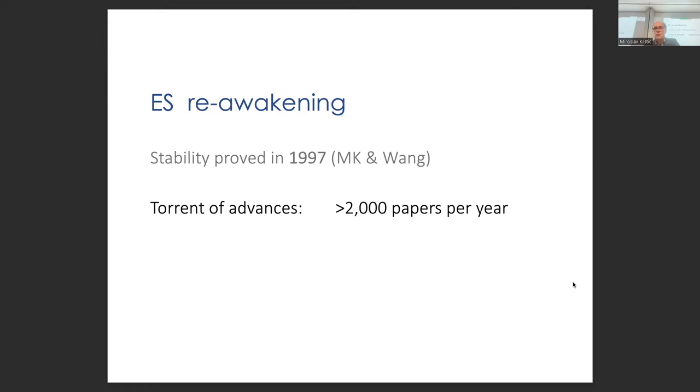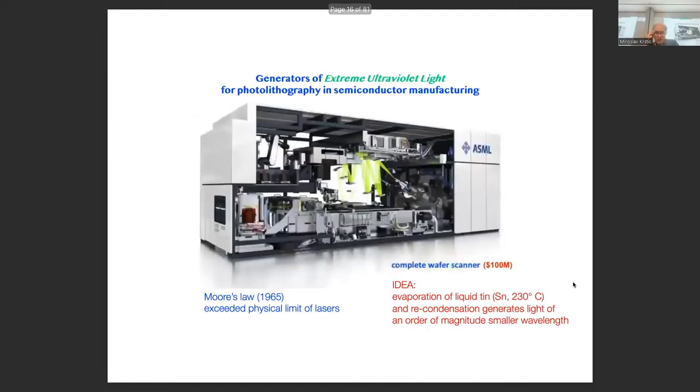I thought it was good to settle an open problem, but the rate of activities in both applications and in theory that followed was not something I anticipated. And right now, one can count probably 2,000 papers per year related to the subject of extremum seeking, Nash equilibrium seeking, source seeking, stochastic extremum seeking, and related problems.